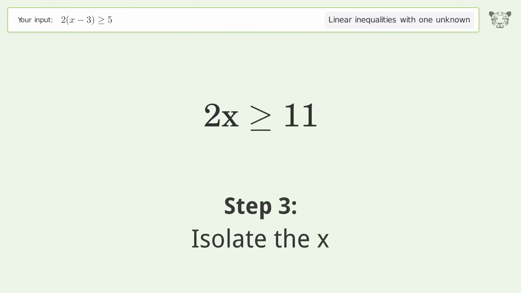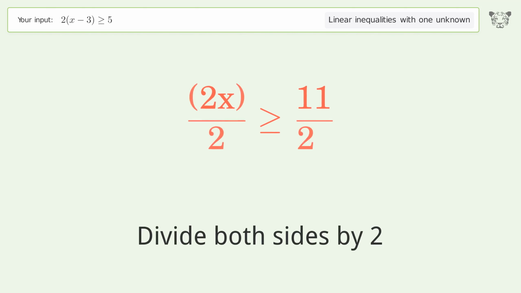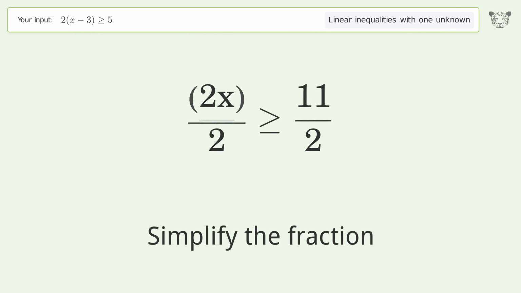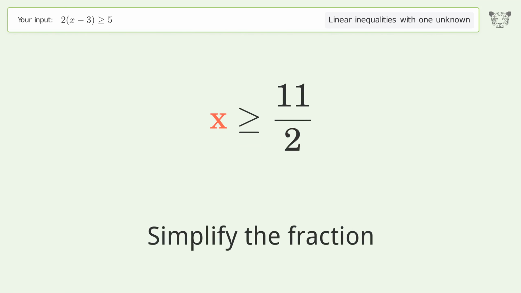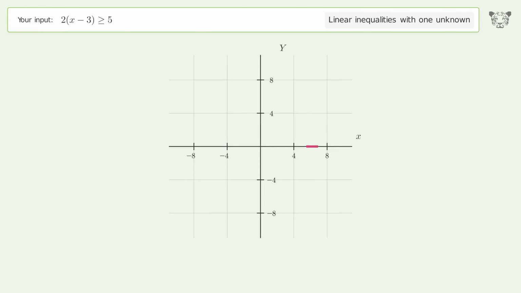Isolate the x. Divide both sides by 2. Simplify the fraction. Plot the solution on a coordinate grid. And so the final result is x is greater than or equal to 11/2, which is greater than or equal to 51/2.